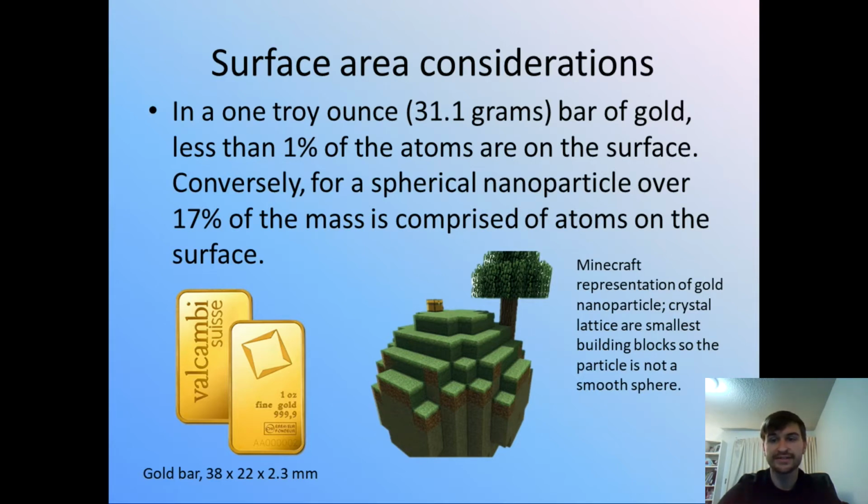On the bottom right here I have the Minecraft representation of a gold nanoparticle, similar to something like a basketball. If you hold it at arm's length, it looks spherical, but the closer you bring it in, the more you magnify, you see that there is topography, there are bumps on the surface.